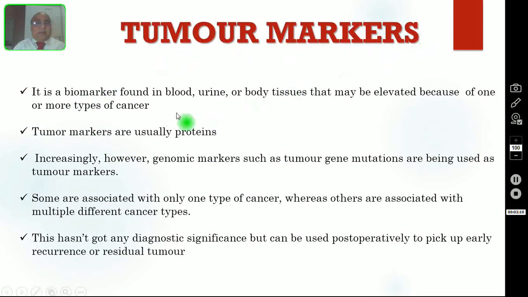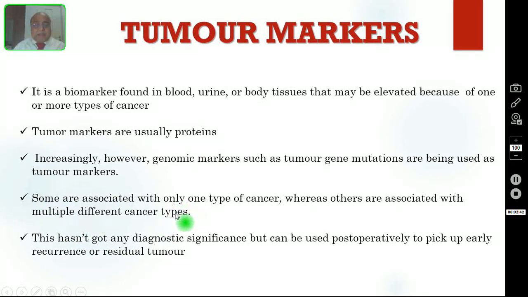So what is a tumor marker? It is a biomarker found in blood, urine or even fecal matter or body tissues that may be elevated because of one or more types of cancer. The majority of tumor markers are usually proteins. Increasingly, however, genomic markers such as tumor gene mutations are being used as tumor markers nowadays.